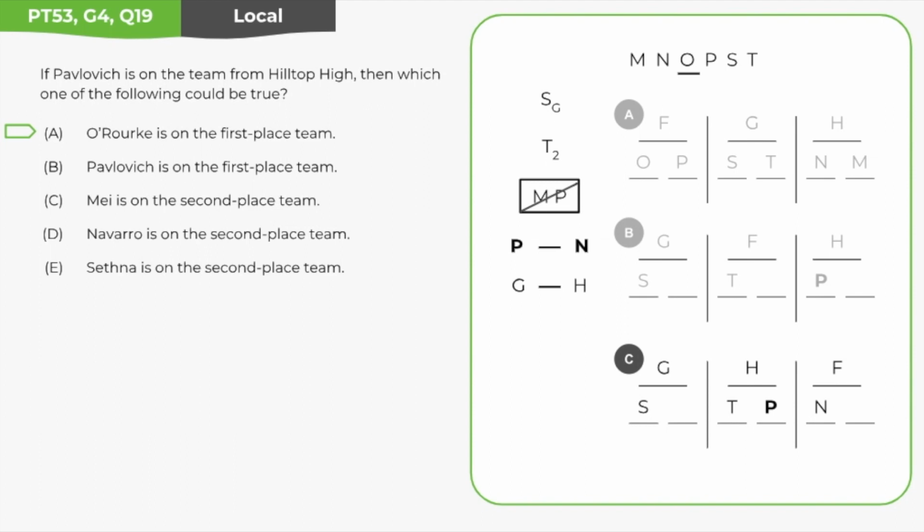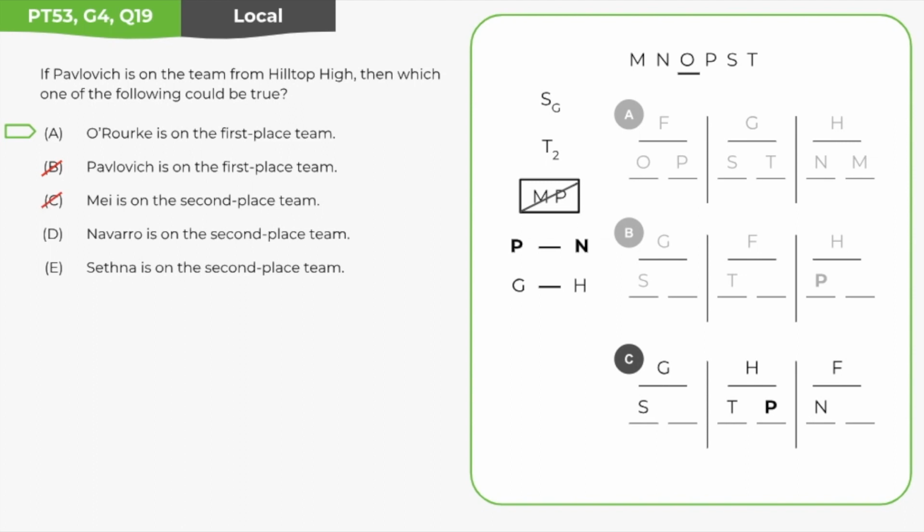At this point, it might be a little tough to feel confident picking A since maybe there's something that we missed along the way. If you look at B, P is on the first place team. Well, in our frame C, P is definitely on the second place team, so we can get rid of B. If you look at answer choice C, M is on the second place team. Well, there's no room left on the second place team. T and P are there, so M can't go into the second place team.